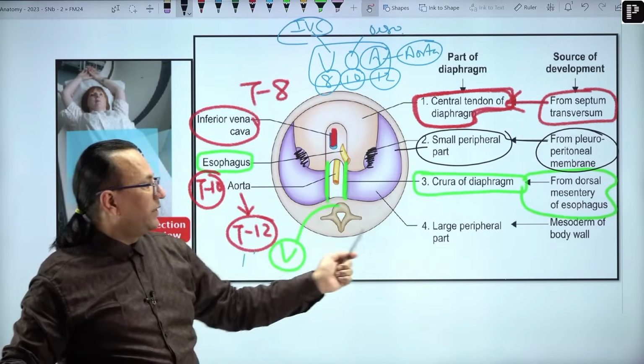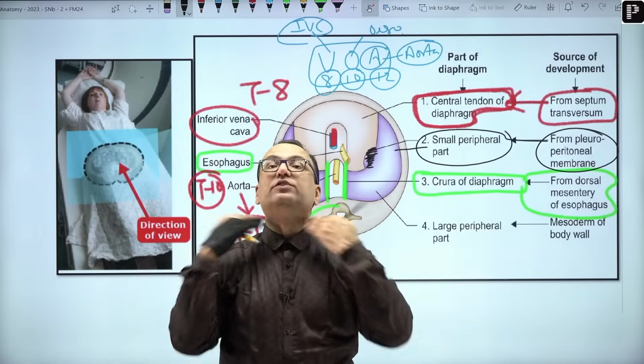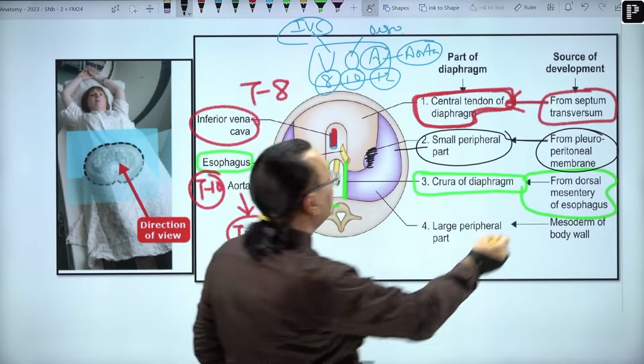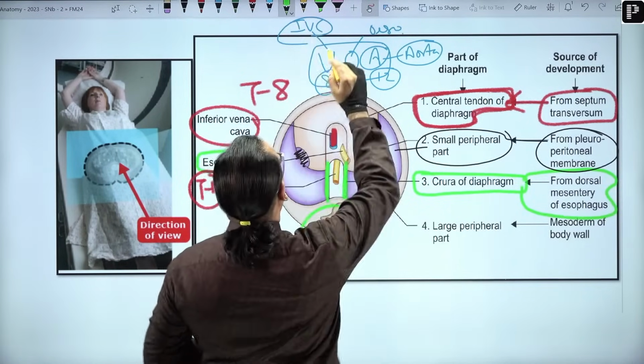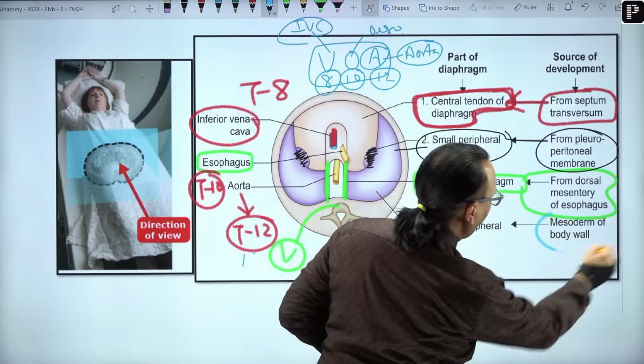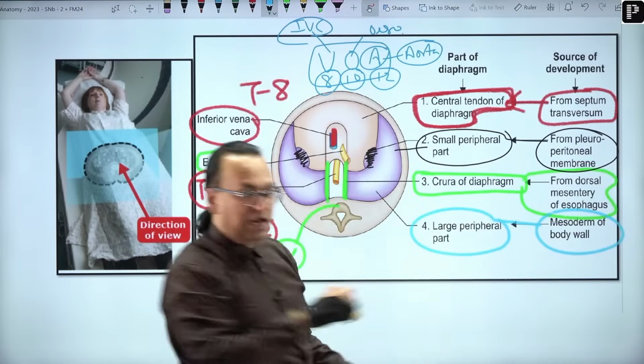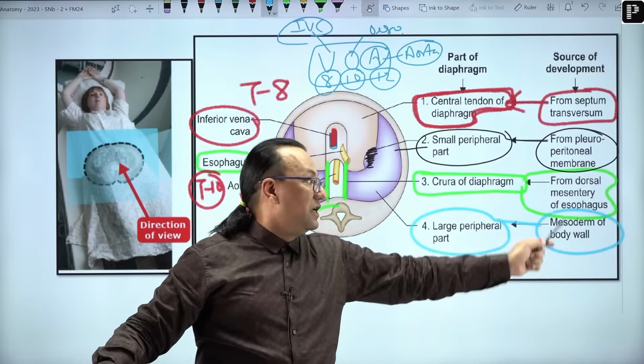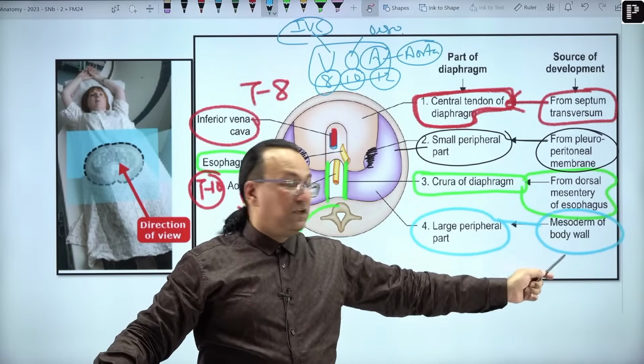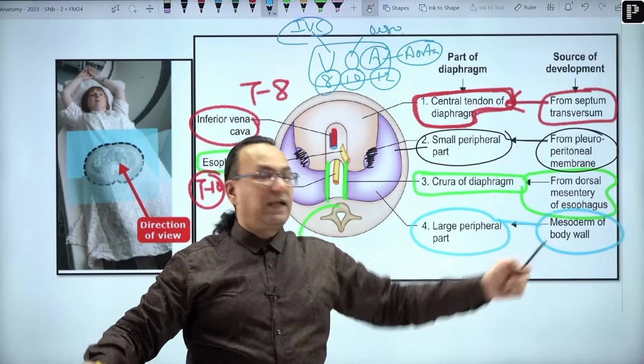And the fourth component is cervical myotomes. Cervical myotome, because we know that this diaphragm is a skeletal muscle. Diaphragm is a skeletal muscle. So from where do the skeletal muscles come? They come from cervical somite.